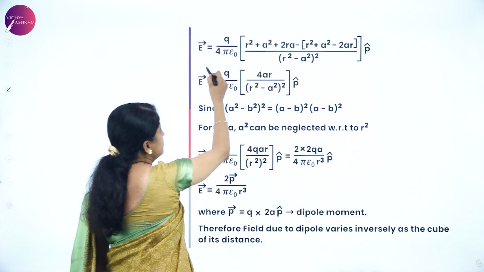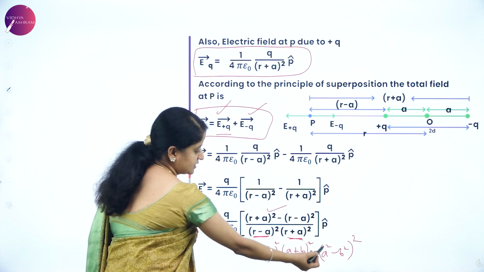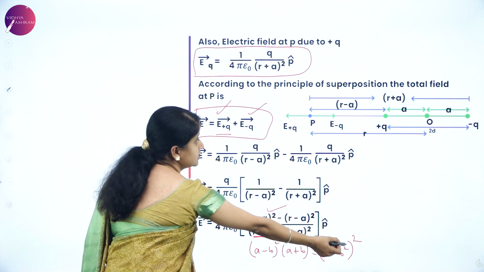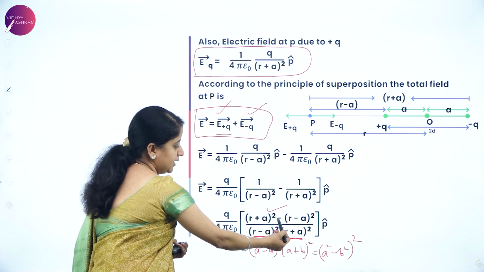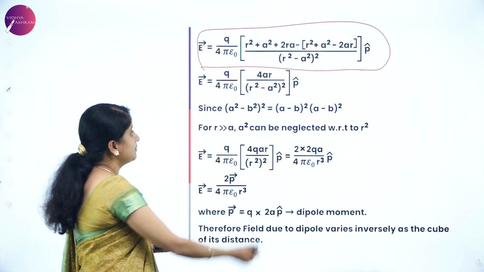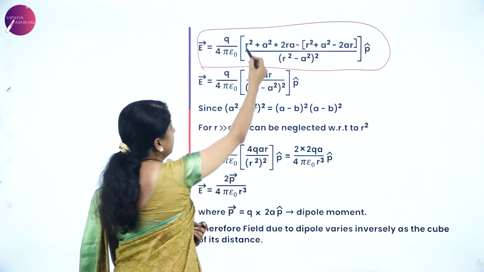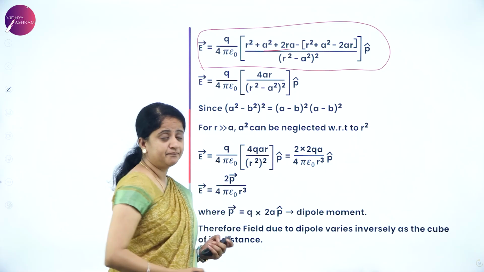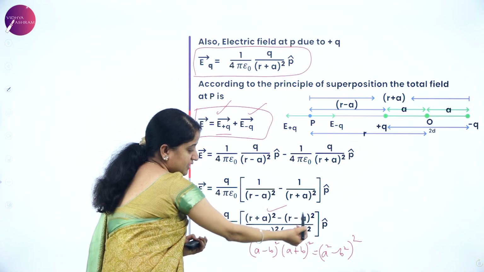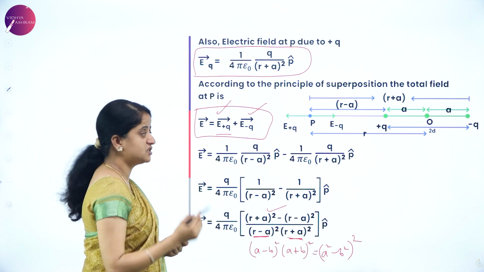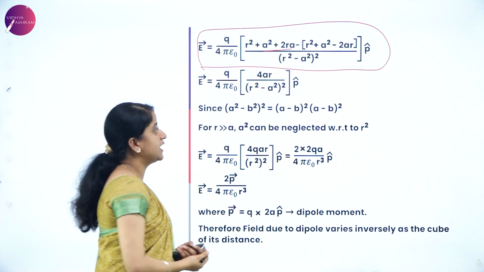And what do we get? E is equal to Q divided by 4 pi epsilon naught, and in the denominator we got (r square minus a square) the whole square according to this expression, and in the numerator look at this, we have (a plus b) the whole square minus (a minus b) the whole square. So expanding according to the (a plus b) the whole square formula, that is a square plus b square plus 2ab, we get r square plus a square plus 2ra, and we have a minus sign here. So I have taken the minus sign, and we have here (a minus b) the whole square, which is a square plus b square minus 2ab. So according to that, I have expanded this. That's r square plus a square minus 2ar into p cap.